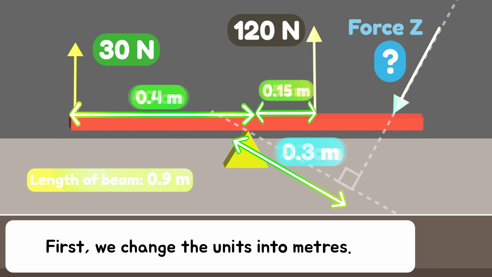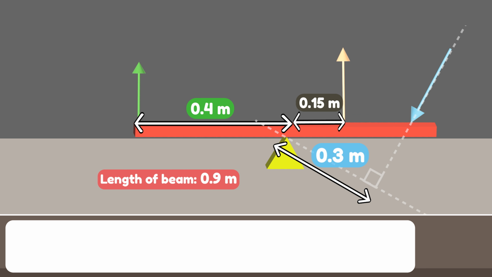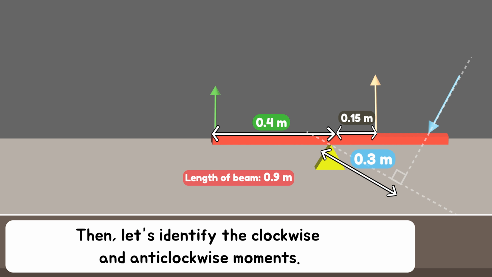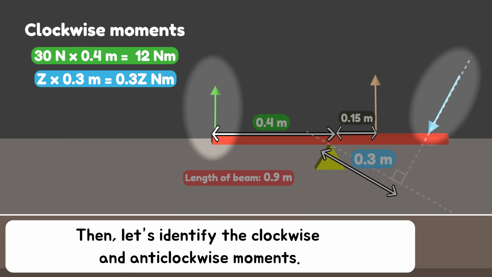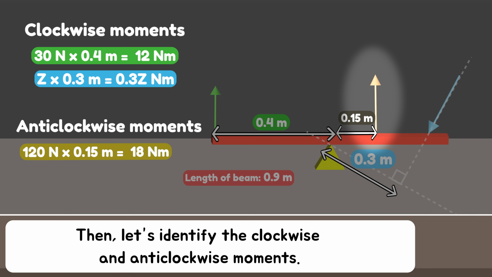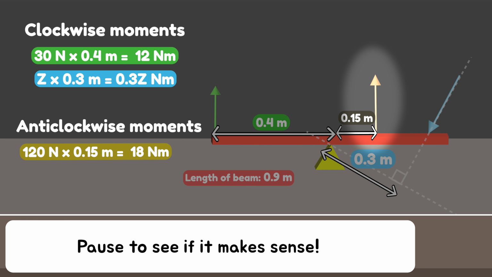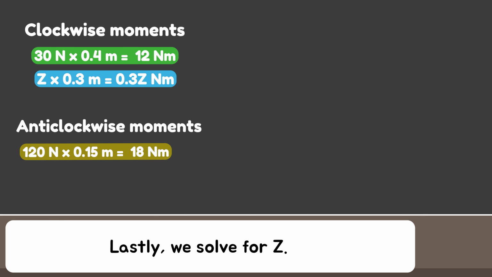First, we change the units into meters. Then, let's identify the clockwise and anti-clockwise moments. Pause to see if it makes sense. Lastly, we solve for Z.